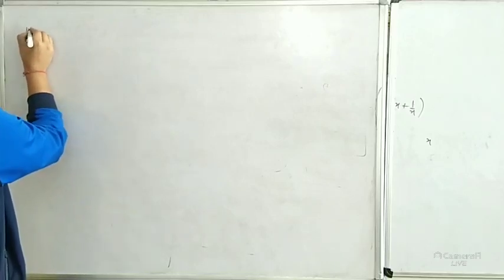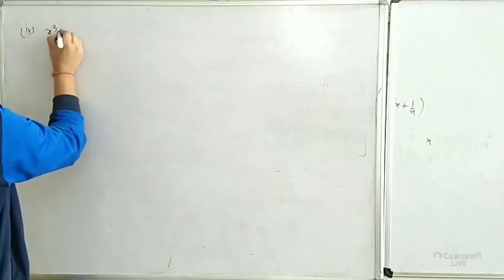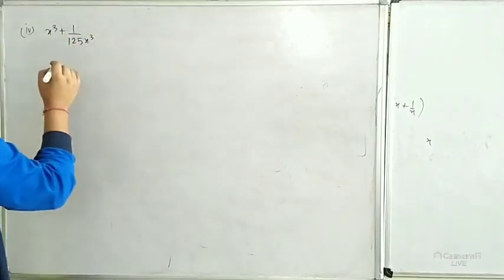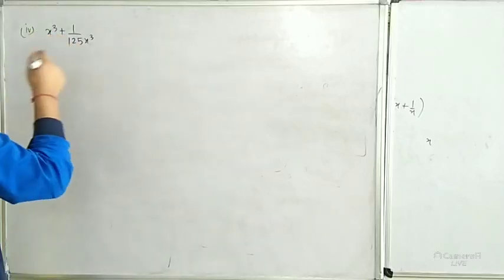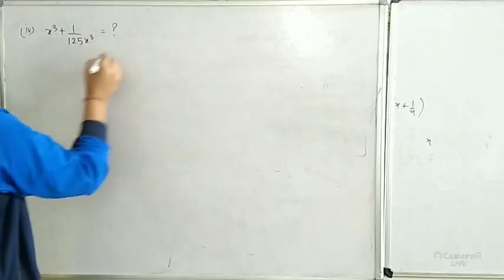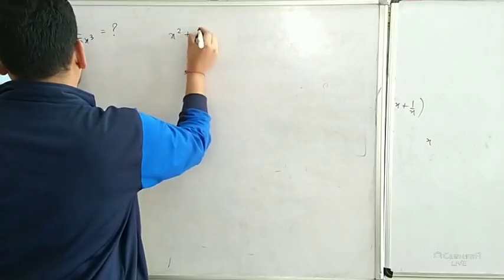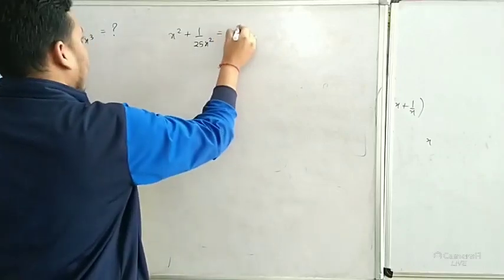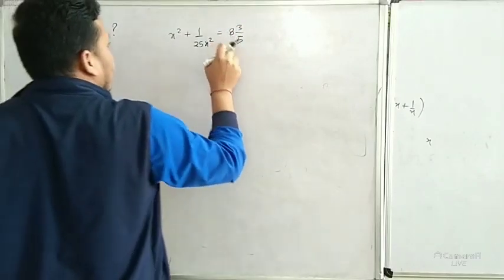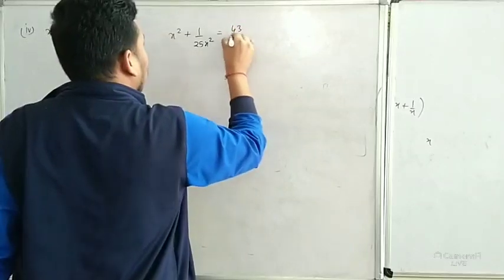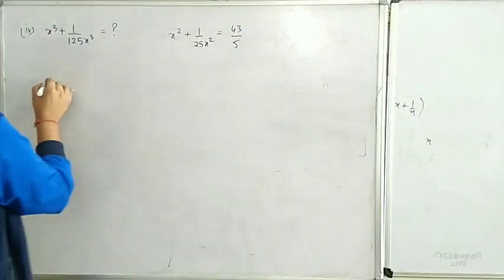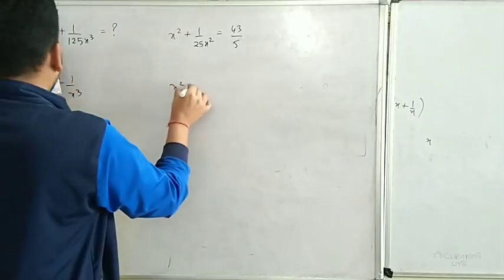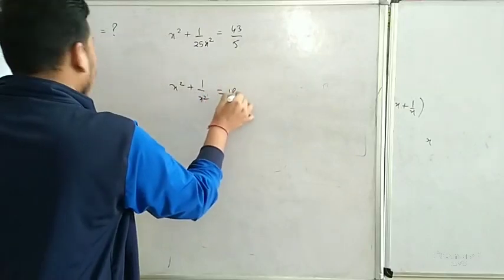And the next part is the fourth part. Fourth is x cube plus 1 by 25 x cube. This is also the same question. Calculate the value of this part. And if you are given x square plus 1 by 25 x square is equal to 8 whole 3 by 5, we can write 8 times 5 is 40, plus 3, so 43 by 5. And what was our last question? The last question was x cube minus 1 by x cube, and if x square plus 1 by x square is equal to 18. This is our last question.